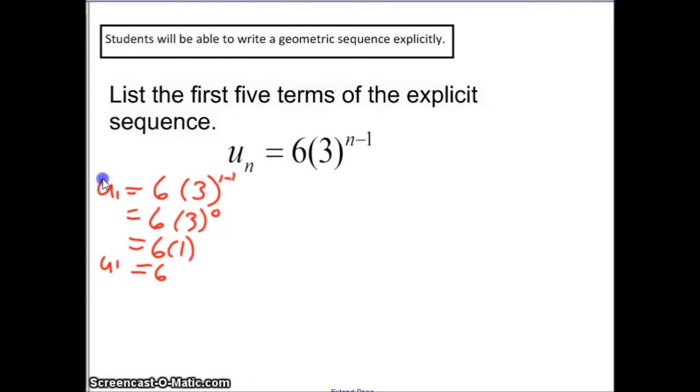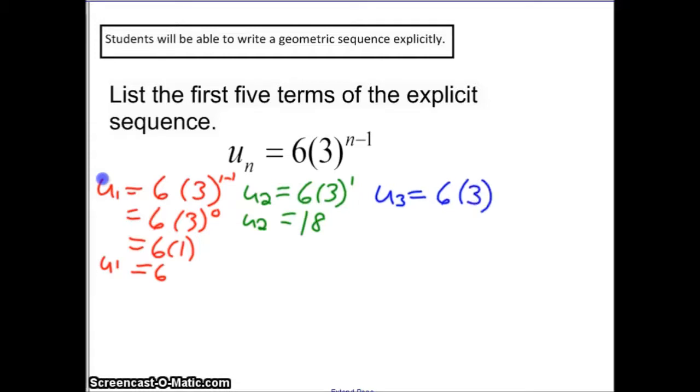To find my second term, I've got 6 times 3 to the power of 2 minus 1. 2 minus 1 is 1. So this is 18. To find my third term, I've got 6 times 3 to the power of 3 minus 1, which is 2. So that's 6 times 9, is 54. So the third term is 54.